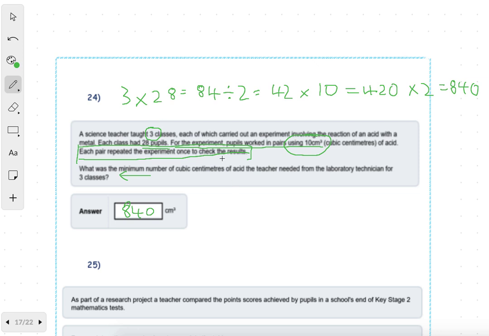If you literally just skim read it and take the 3 and the 28 and the 10 out, you could make a mistake in these questions. You've got to look at the words. The pupils were paired, and then they repeated it, which kind of does cancel things out in this particular question. But the common mistakes with these are just not reading the question carefully and missing something.